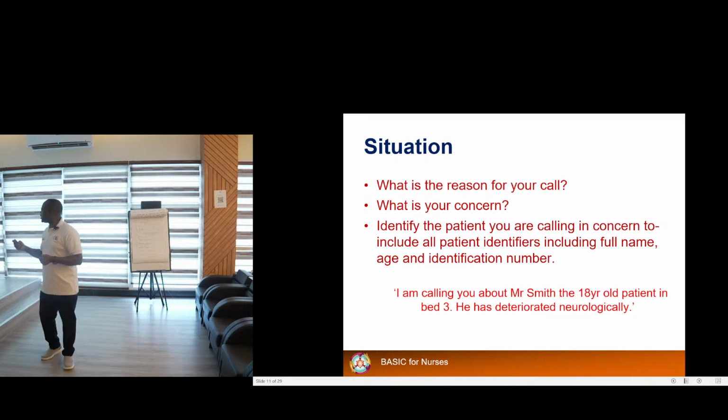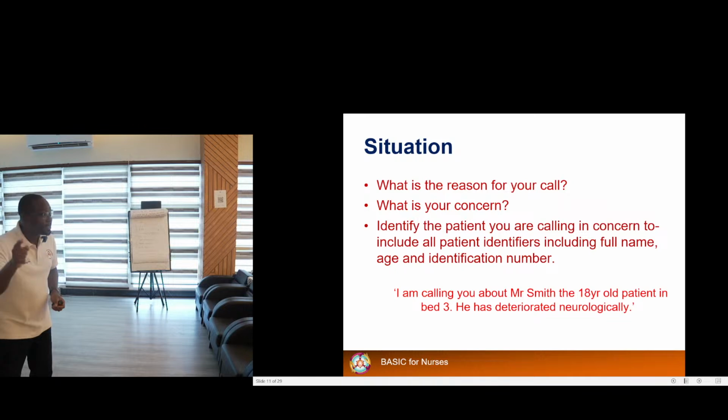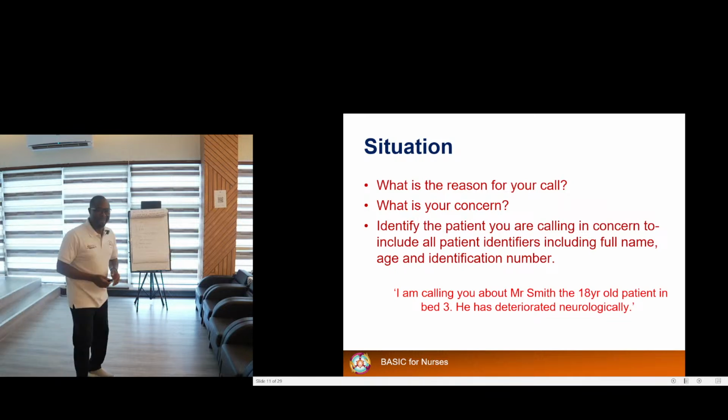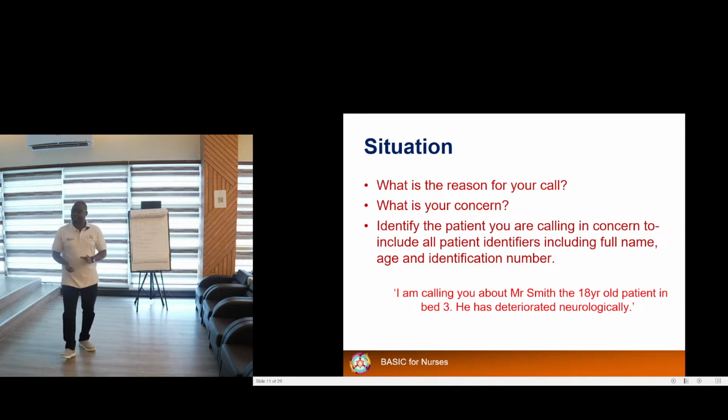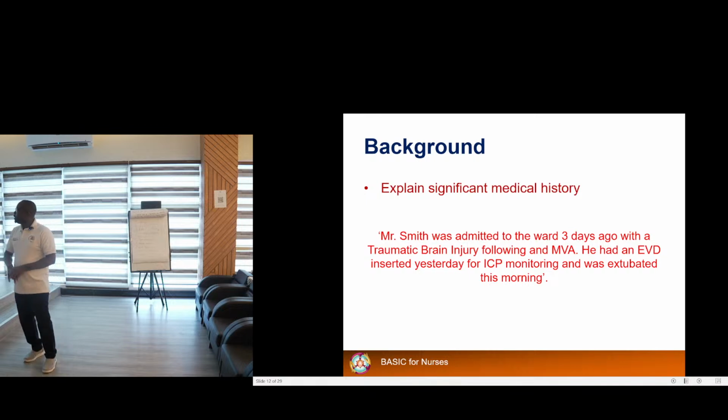And speak about what the situation is. The patient has self-extubated. When he hears that, if he has an ambulance, he will come with an ambulance. So it's very important to speak a little bit about the background of the situation, and then go back to background, as I mentioned before.